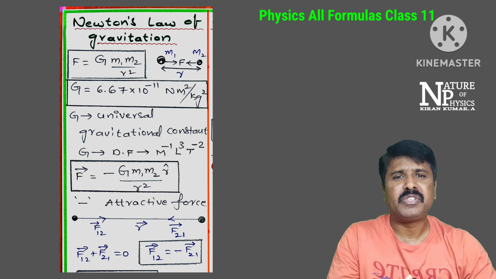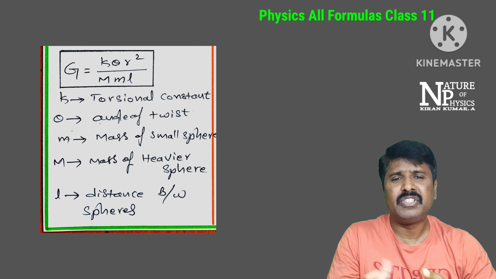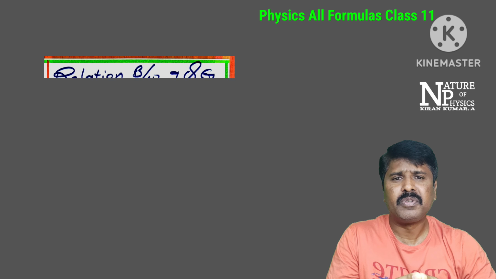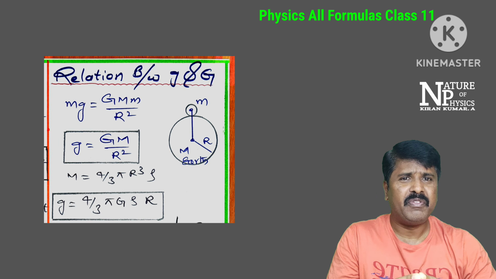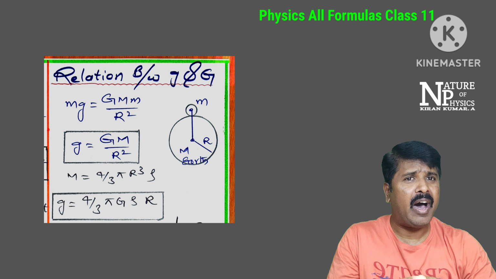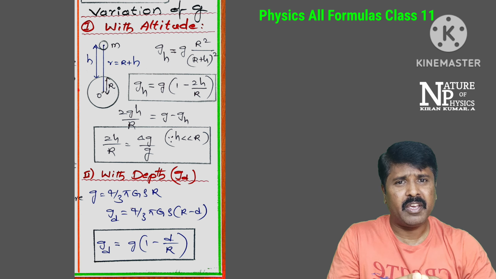Newton's law of gravitational force I gave you, and G is the universal gravitational constant, G value also I gave you. G experimental value formula also I gave you clearly, including values, okay, student. Relation between small g and capital G, g is equal to GM by r square I gave you, g is equal to 4 by 3 pi G rho r also perfectly with proof I gave you, student.